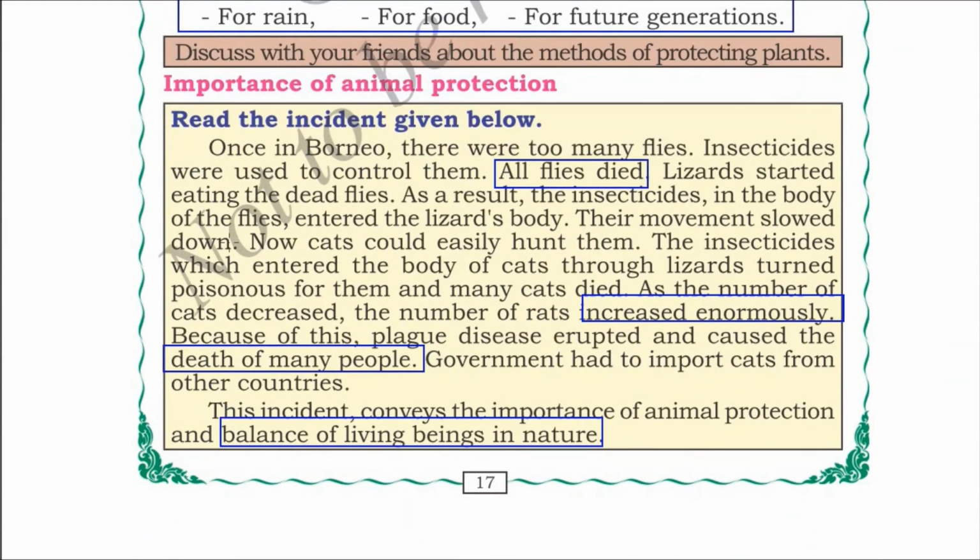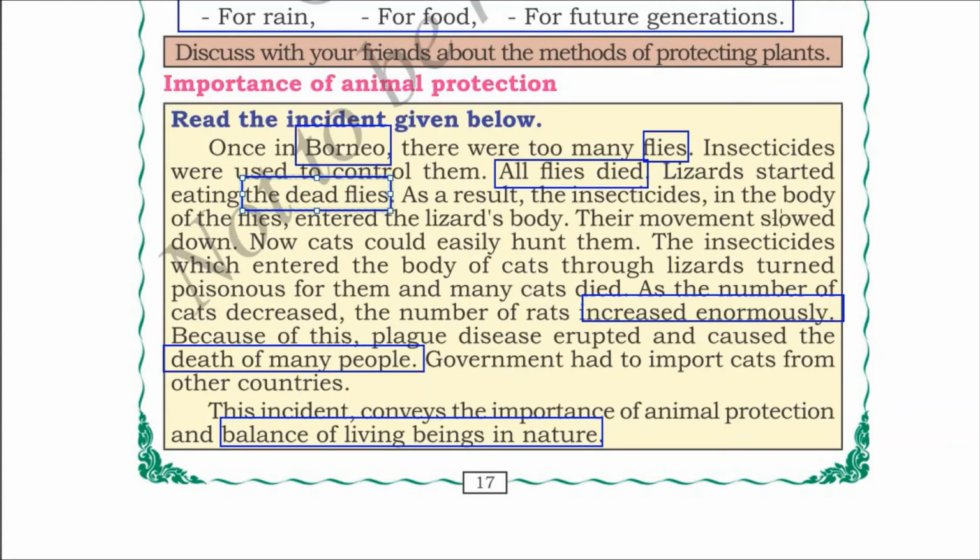Here we have a very interesting incident that is going to highlight the importance of animal protection. Once in Borneo, an island that is shared between three countries, Brunei, Indonesia and Malaysia, there were too many flies. Like we spray insecticides to get rid of mosquitoes, insecticides were used to control them. And then all the flies died. Lizards started eating the dead flies. We know that lizards consume flies for their food.